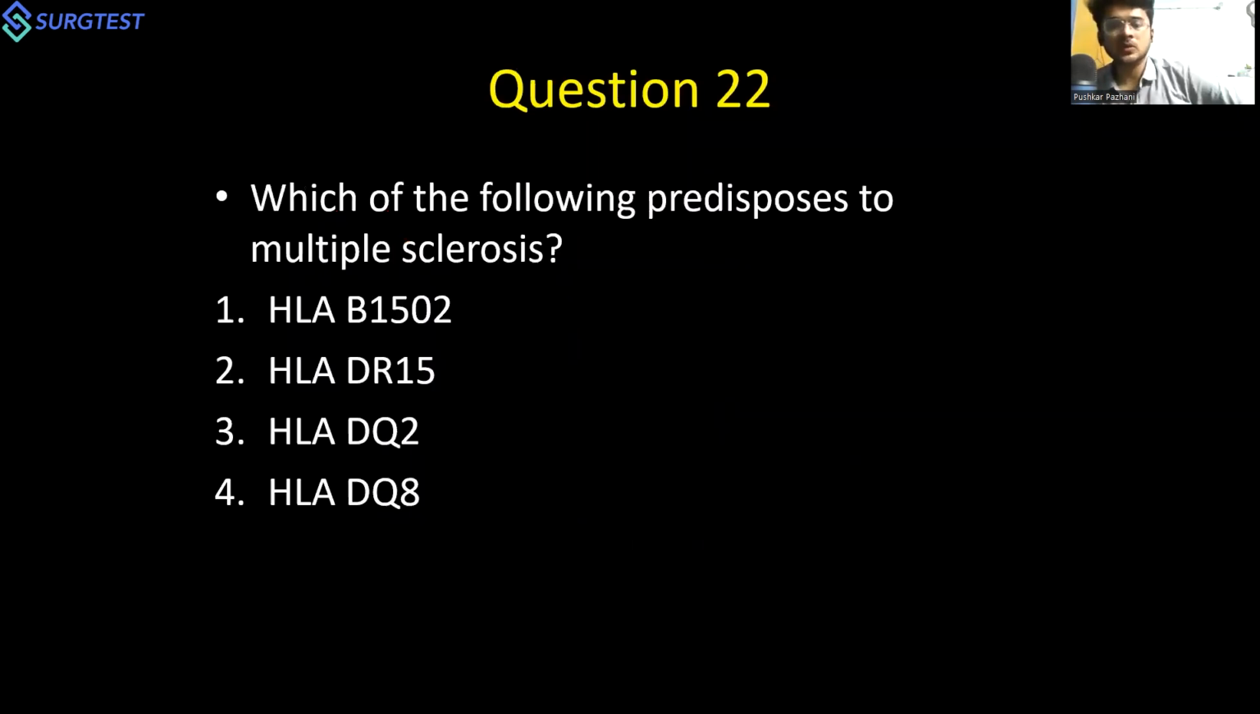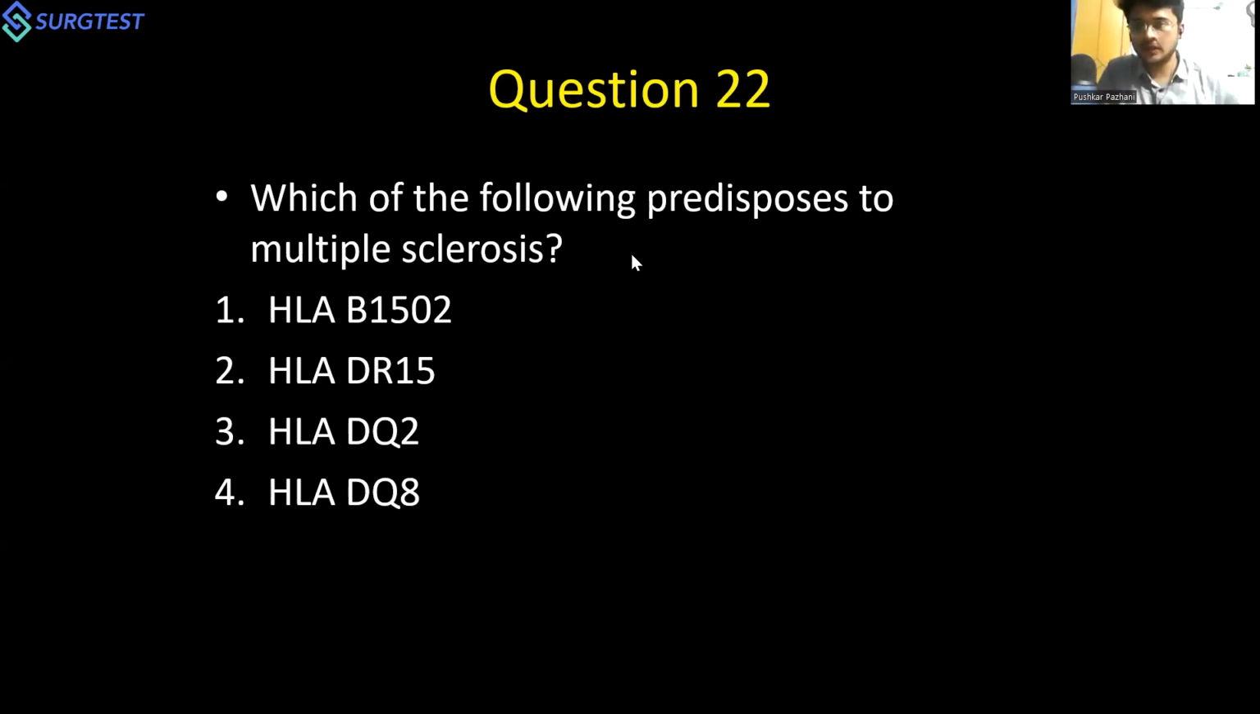So question number 22. So which of the following predisposes to multiple sclerosis? So guys, this is an update from 21st edition of Harrison. I think those of you who have read the 20th edition might differ, but this is just an update. They've given a more specific HLA. That's all. So I'm sure most of you know that HLA B1502 is not the answer. So anyone in the chat box can tell me what is the importance of HLA B1502 in neurology. It's very, very important HLA in neurology. We test it very, very often in the epilepsy clinic, at least where I am doing my residency.